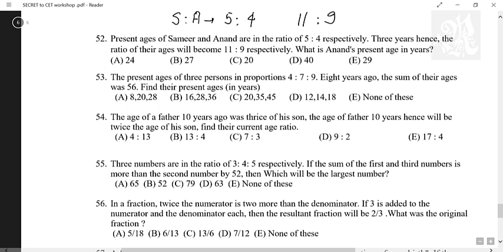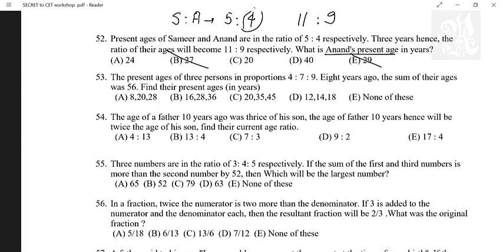So simple, because age is always going to be an integer. 4 represents Anand's part, because we need Anand's age. So if 4 is Anand's part, the present age of Anand must be a multiple of 4, which easily removes options B and D, because they are not multiples of 4. The rest 3 are multiples of 4.